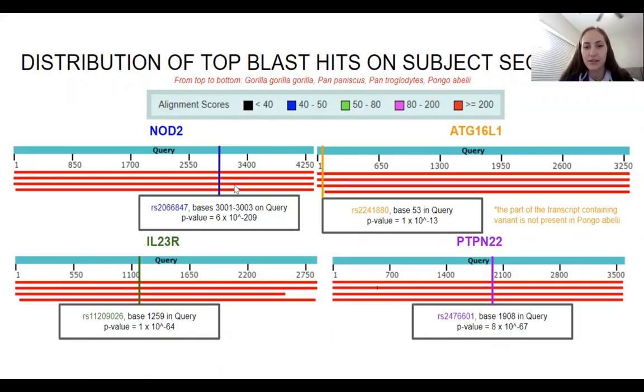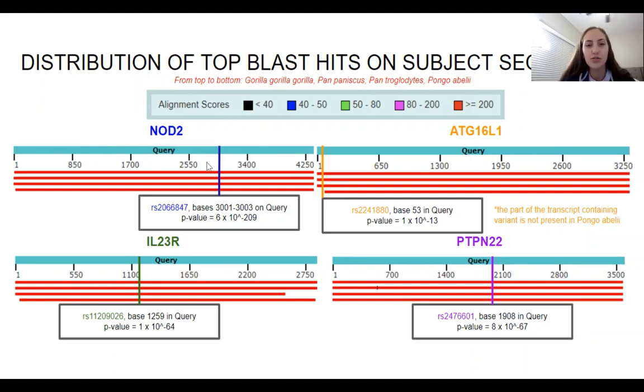So here are the data. First of all, we have the distribution of the top BLAST hits on subject sequences. We have these red lines, and those represent the subject sequences. And the top line that is in blue represents the query sequence. From top to bottom, we have gorilla, Pan paniscus, Pan troglodytes, and Pongo abelii.